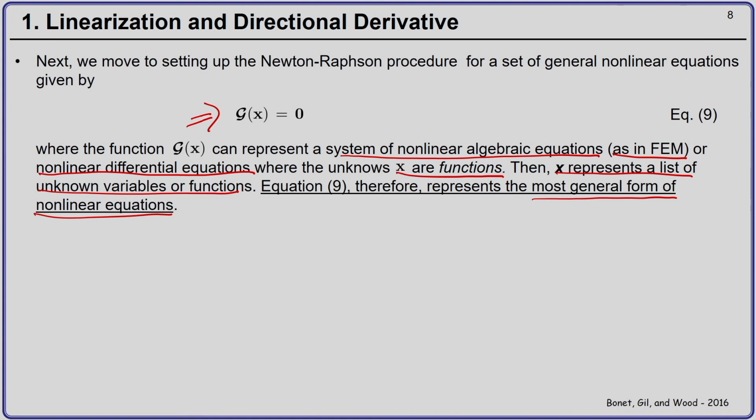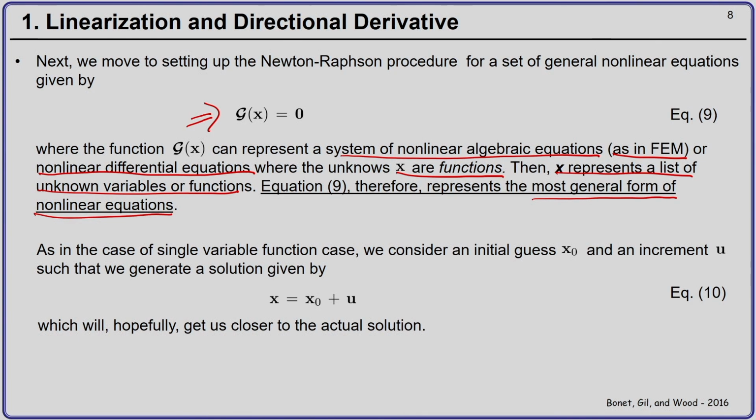Now, we want to solve this general nonlinear equation. Again, as in the case of a function of a single variable, we take an initial guess x0 and we take an increment u. Now, x0 is bold, and increment u is also bold, which means it is a vector. Sorry, x0 is a vector.